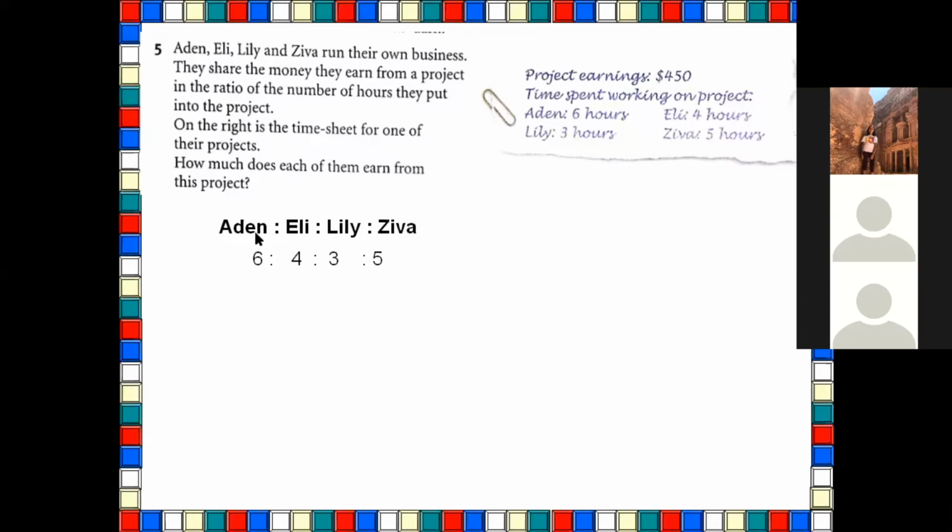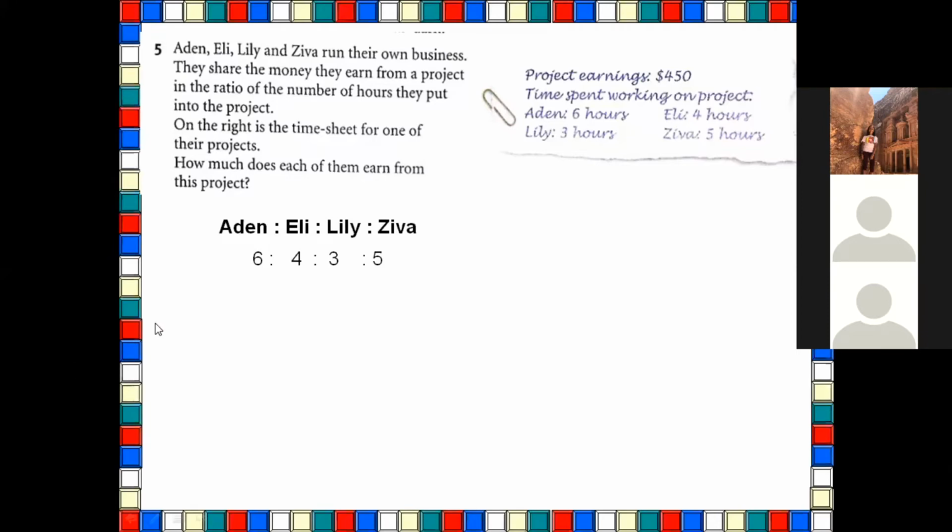Can I mix up the names in a different way? Of course you can, but you have to make sure. For example, if you put Lily first, you should take her number first. Lily 3, so 3 is going to be first. So it doesn't matter how you order the names of the ratio, but you should write the numbers according to the names that you put.